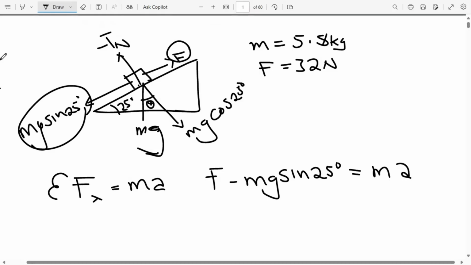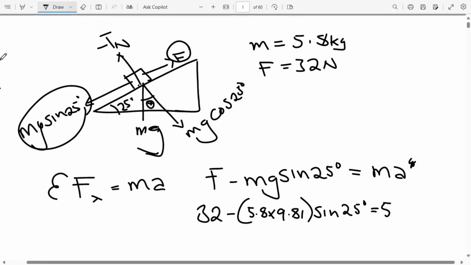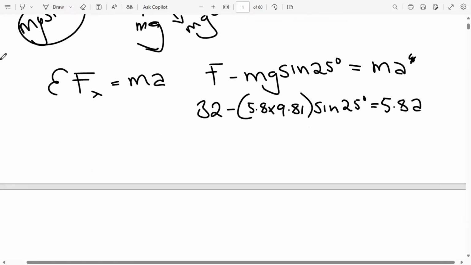What are we looking for? We're looking for the acceleration of this particular block going up. Then what else do we have? We know our mg. So I'm going to say 32, which is the force, minus mg, which is 5.8 multiplied by 9.81 sin 25 degrees. This is going to be equal to 5.8 multiplied by acceleration. This is what we have in the x-axis. So let's simplify the equation further.